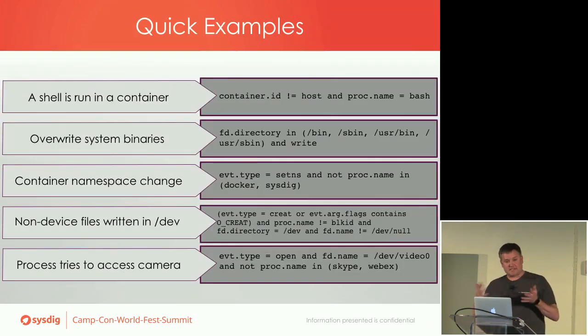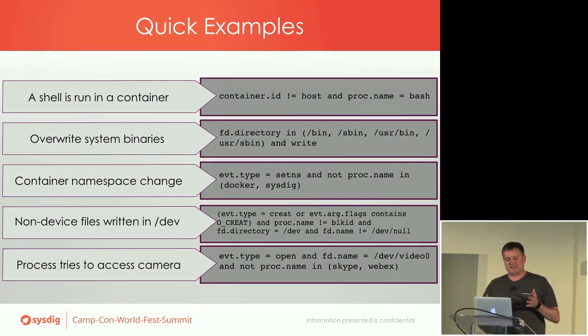So just some examples of the kind of stuff you can do. The left-hand side is things you might want to detect, and the right side is how you would detect that using Falco. If you look at the right-hand side, that really does look like Sysdig command lines, right? And it's not a coincidence. It's because they're using the same stuff.